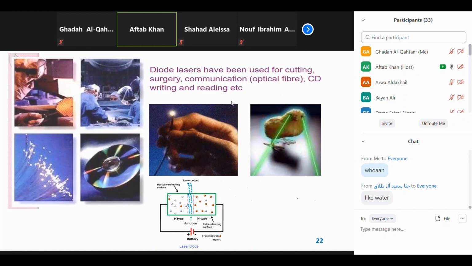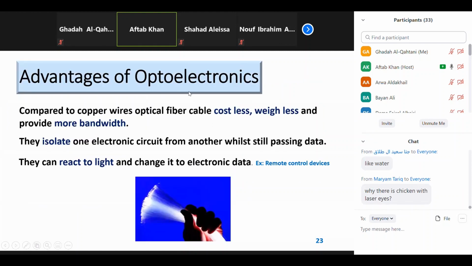We know that optical fiber is made up of silica, but how does the signal propagate inside? The signal propagates basically as laser signals. If at one end of the optical fiber we give the laser, it can travel a long distance. Writing and reading, etc., are all examples of this. Now, the advantage of optoelectronics: compared to copper wires, optical fiber cables cost less.